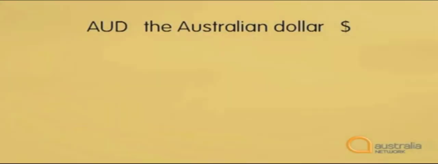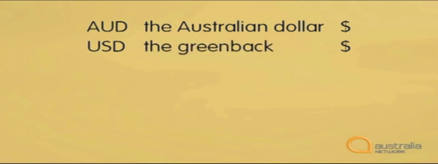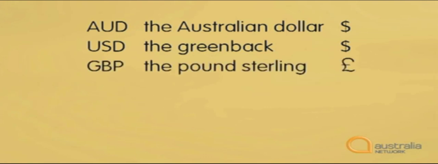Lots of countries use a dollar. In Australia, the Australian dollar is usually expressed with the dollar sign. But internationally, it's written like this, AUD. We read this the Australian dollar. In the United States, they use the dollar as well. It's the USD, the United States dollar. But it's often called the greenback because it's green. In Great Britain, they use the pound. It's written GBP, but it's often called the pound sterling.